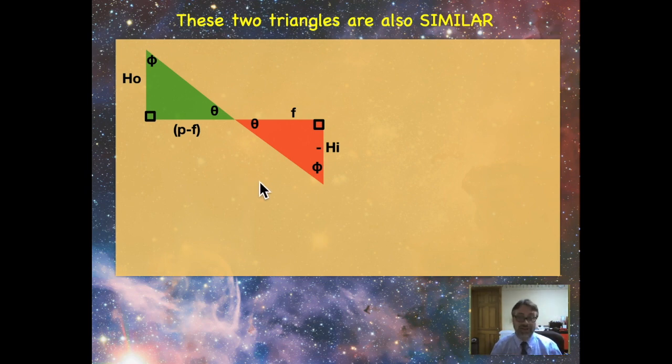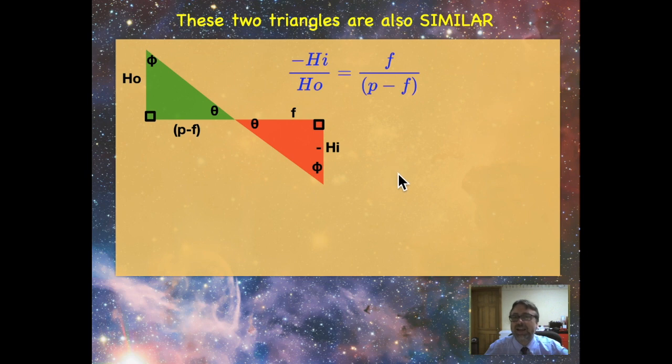but now I'm going to do the same trick with ratios of sides, and I'll have to do a little bit of algebra to get the equation to where I want it. So let's take a look. I start with the same idea as before: minus HI, this side of the red triangle, over HO, that side of the green triangle, must be equal to F over P minus F. And so I'm setting up ratios of my two similar triangles.